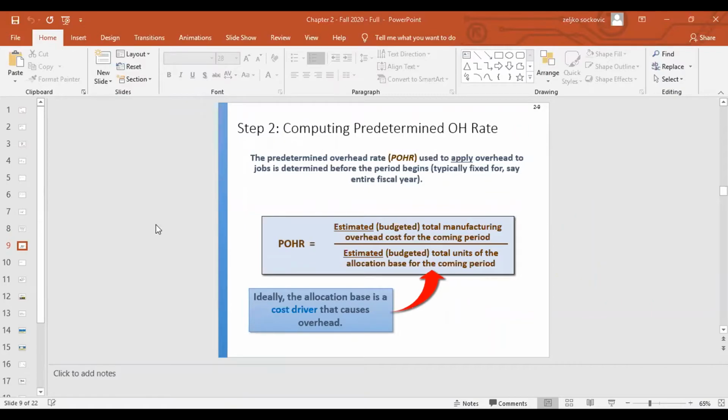So step 2 is then again simply to divide the total estimated overhead by the total estimated allocation base, right? We said in steps 1 and 2 we are still dealing with estimates. Once we have our POHR, we don't care about estimates anymore. I hope I repeated this enough times.